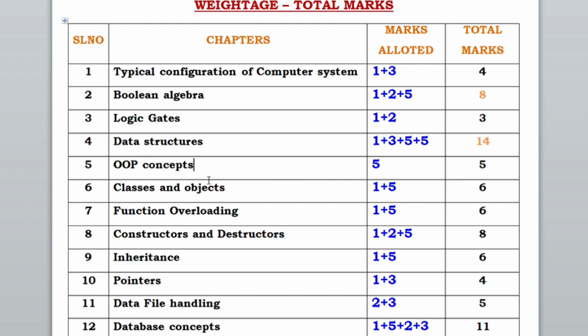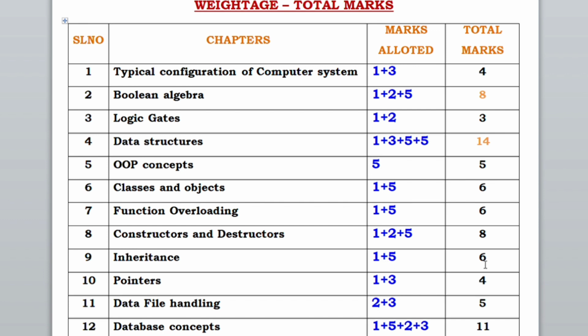Then coming to OOPS concept, we have only 1 five-marks question. Then classes and objects, you have 1 plus 5, again 1 MCQ and 1 five-marks question. So it is 6. Then function overloading, again 1 MCQ and 1 five-marks question. So again it is 6. Constructors and destructors, 1 MCQ, 1 two-marks question and 1 five-marks question. So it is 8. Then inheritance, you have 1 plus 5, so it is 1 MCQ and 1 five-marks question.